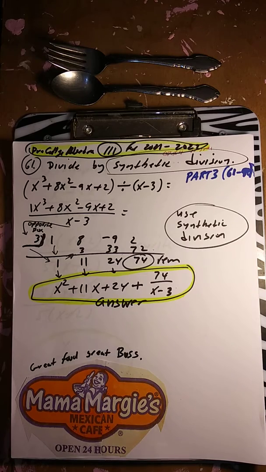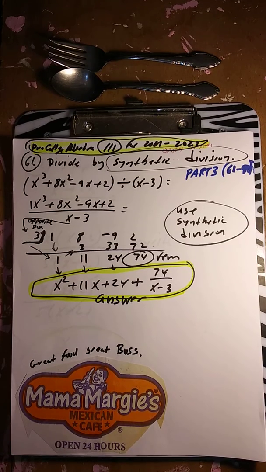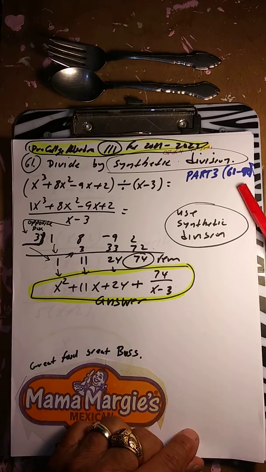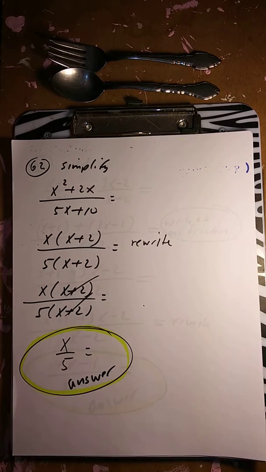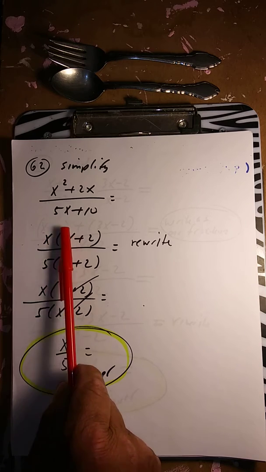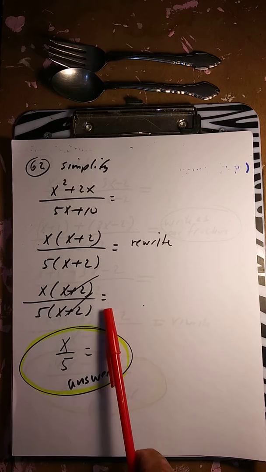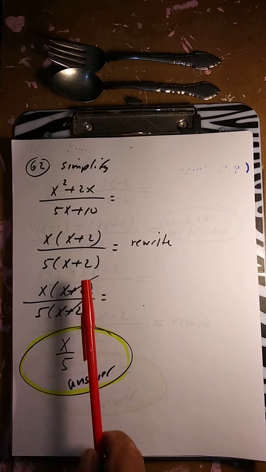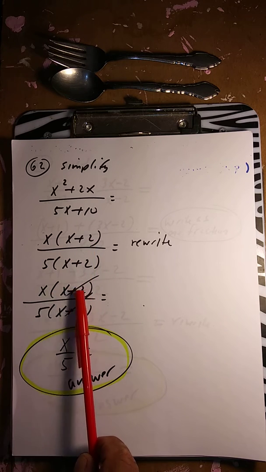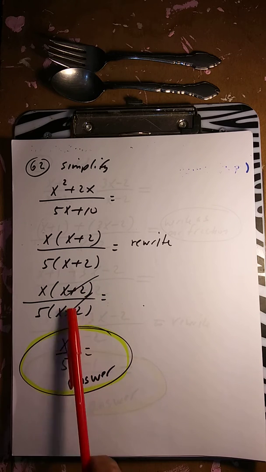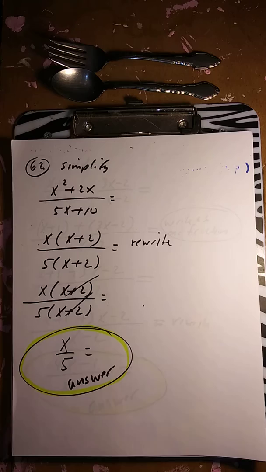Alright, so now let's go to the next question. We're doing part 3, 61 through 90. Now, another one. I'll simplify this. I'm going to factor out the x from the numerator and denominator. So x times that is x squared, x times that is 2x. On the denominator, 5 times that is 5x, 5 times that is 10. Now notice x plus 2 are the same. Cancel them out. What's left over is x over 5.